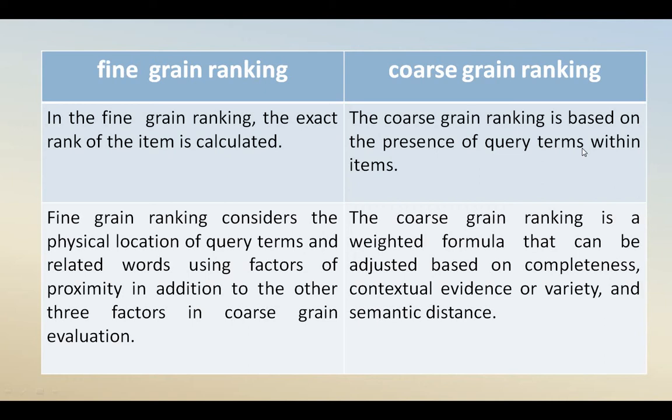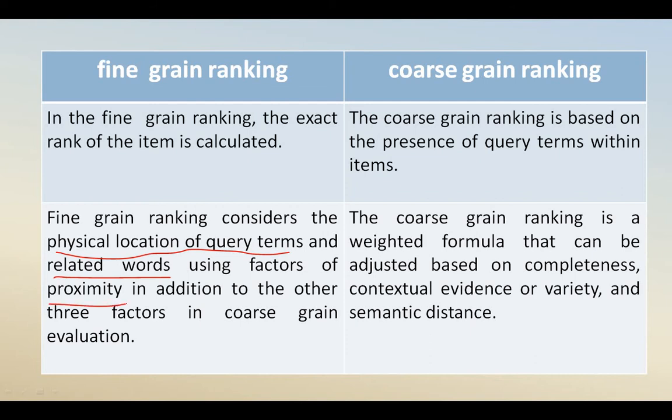We have used some terms in the query, so based on the query terms, this coarse grain ranking is implemented. Fine grain ranking considers the physical location of the query terms and related words using the factors of the proximity, in addition to the other three factors in coarse grain ranking. So just remember what are the things to be remembered in the fine grain ranking. First it considers the physical location of the query terms. Then it considers the related words and using the factors of the proximity.